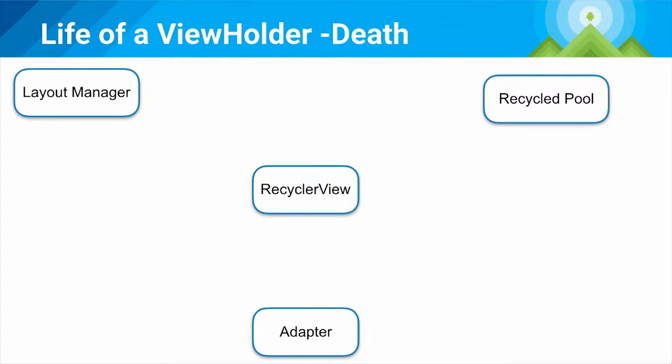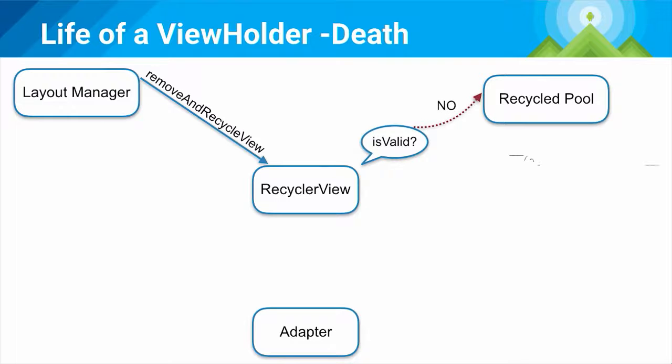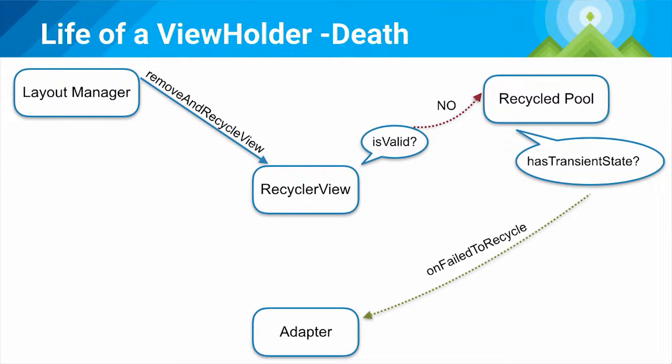Okay, another important one: how do we lose a view holder? So layout manager calls remove, RecyclerView checks if it is valid, it is not valid. We try to send it to the pool, but we check if it is in a transient state. Transient state means it's being animated, like some view properties are being animated. Then the pool asks the adapter, okay, I cannot recycle this view because it's in a transient state. In your adapter, you should be overriding this callback and handle it properly, which means get rid of the animation. But maybe you get rid of it in your own bind call. In that case, you can just say, it's fine, just recycle it, I know how to handle it.